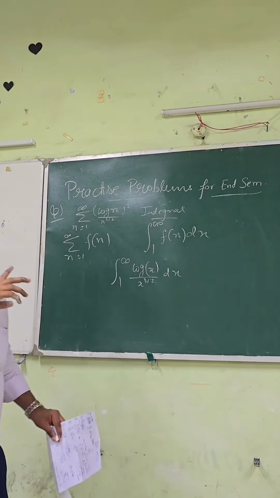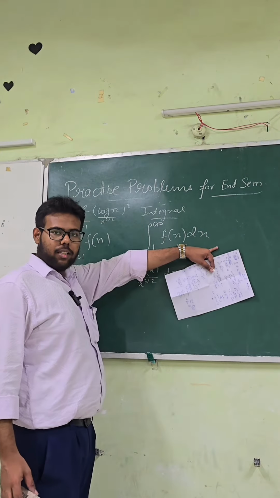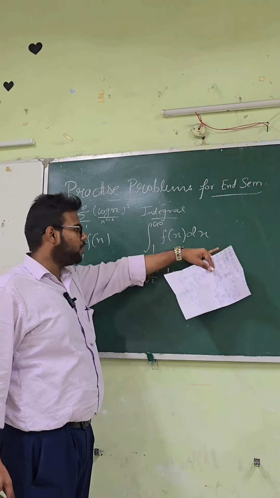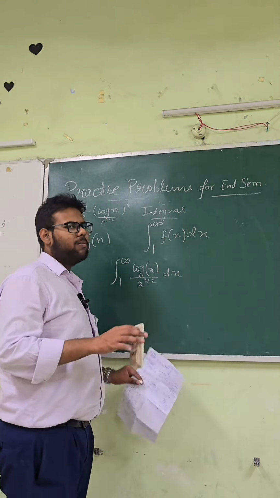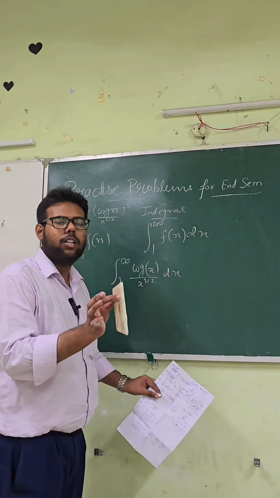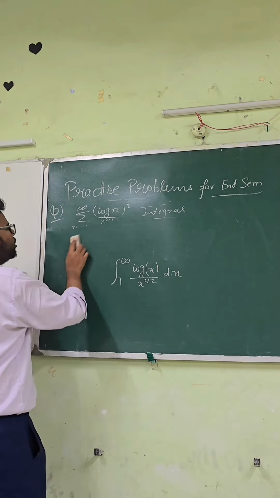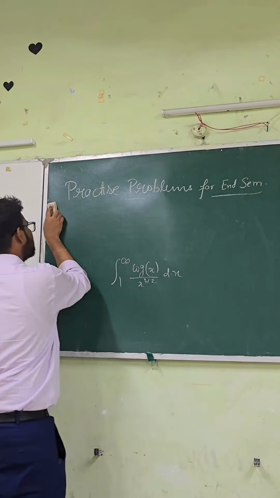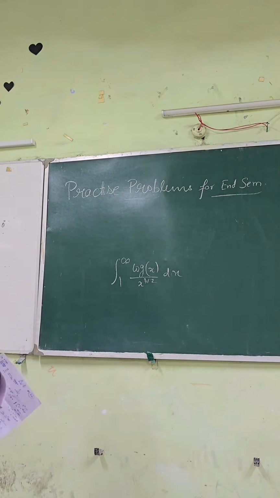Okay, so let's solve this and let's see what we get. And notice that if this integral converges, then the summation will converge, and if this diverges, then the summation will also diverge, right? The integration is basically a summation of very small elements, right? That is why. Okay, so let me erase this. Now starting with the integral, let's see what we get.